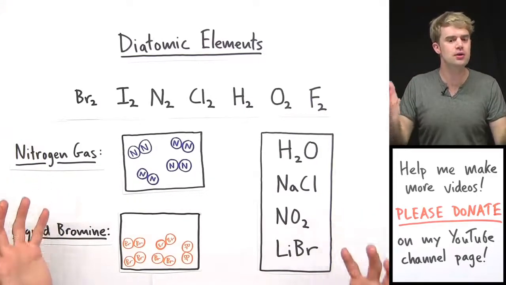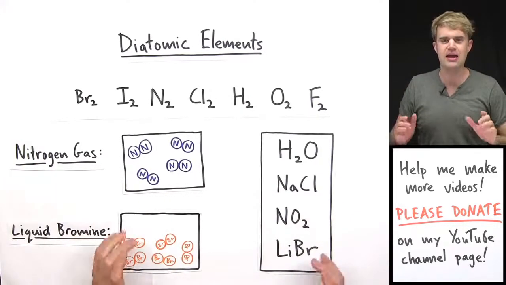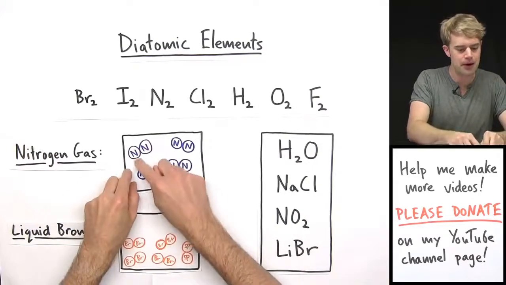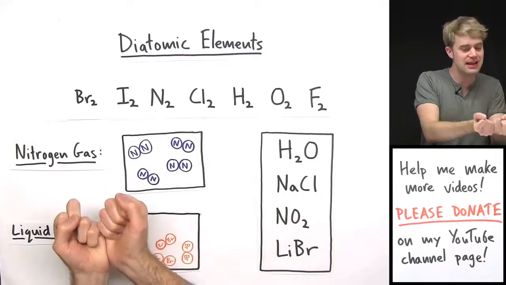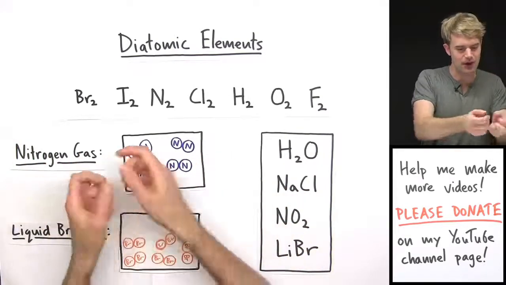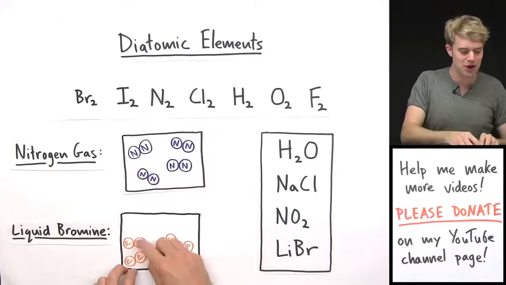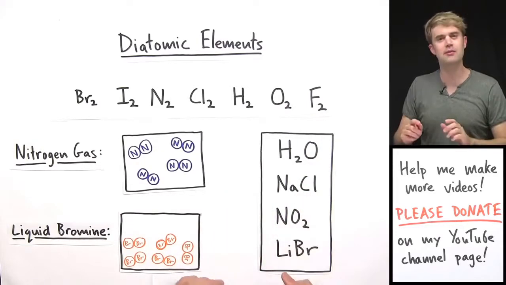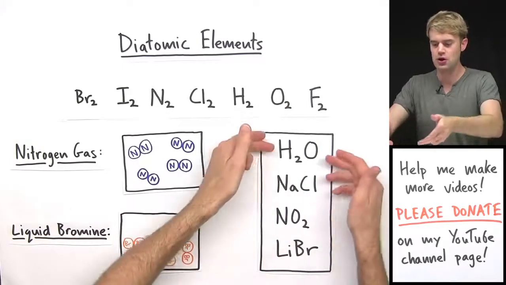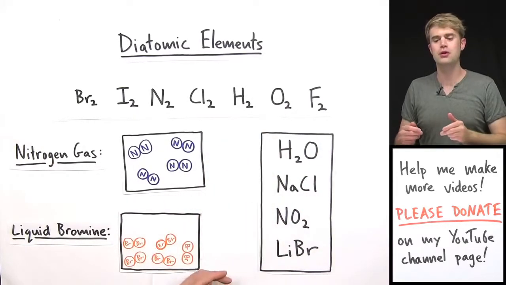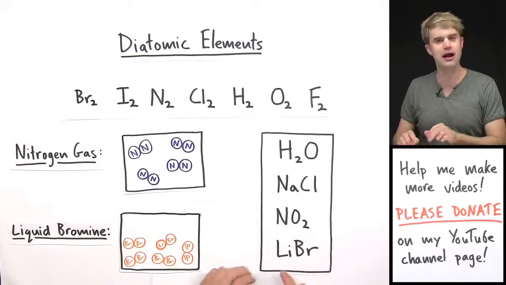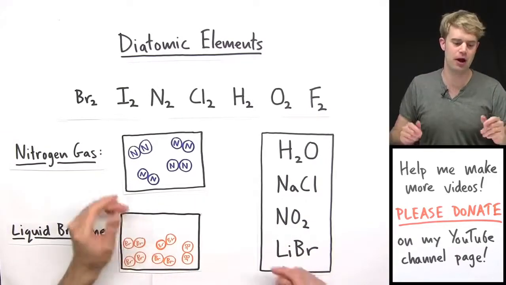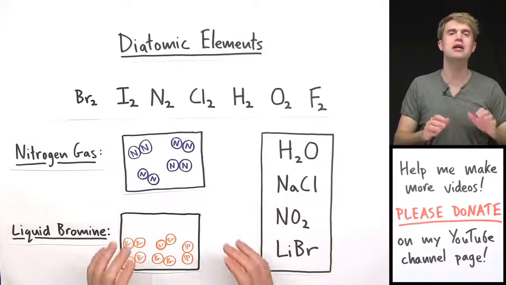So the big deal with the diatomic elements, don't forget this, is that they only need to pair up if they're only connected to each other, all right? 2 nitrogens have to pair up, 2 bromines have to pair up, but if they're connecting to other elements, they don't need to be in pairs. So all of these chemical formulas are totally fine. If there's another element in there, don't worry about the pairing, only if that element is on its own.